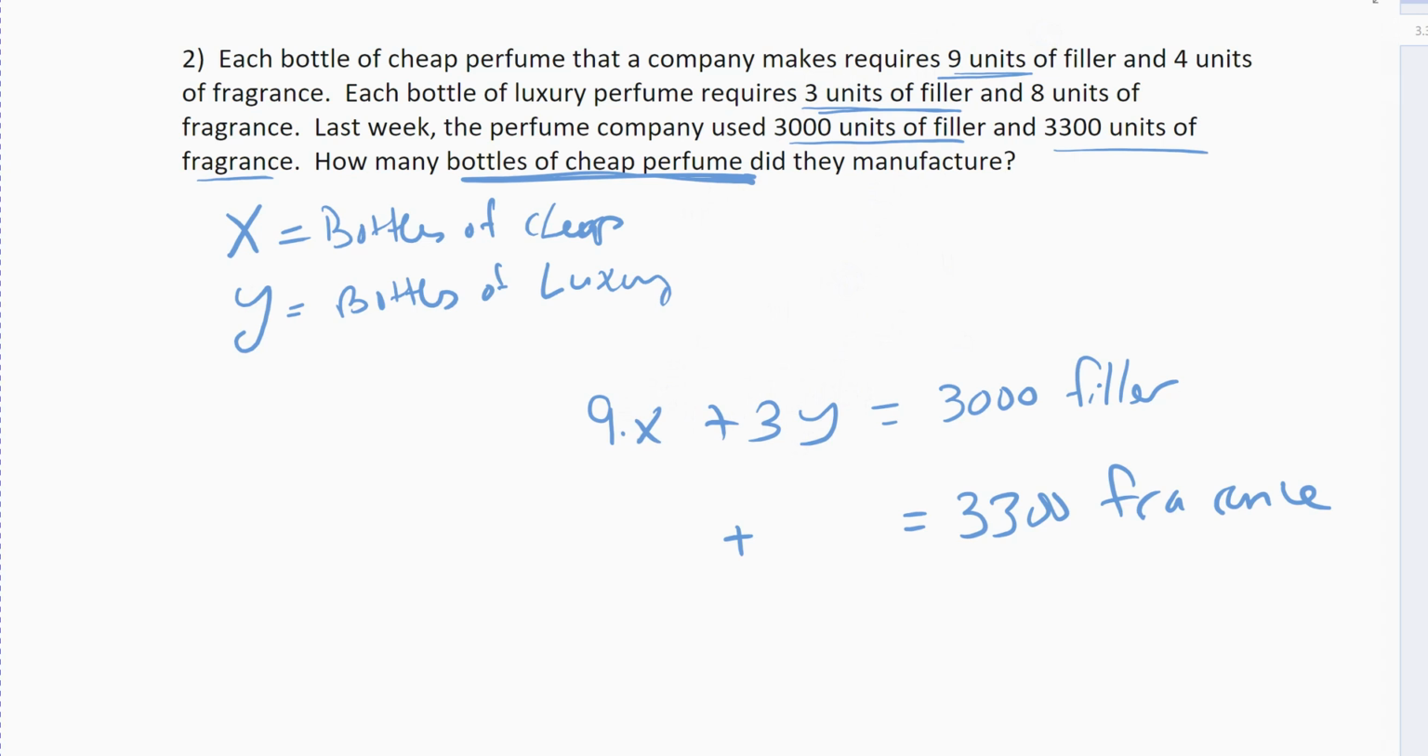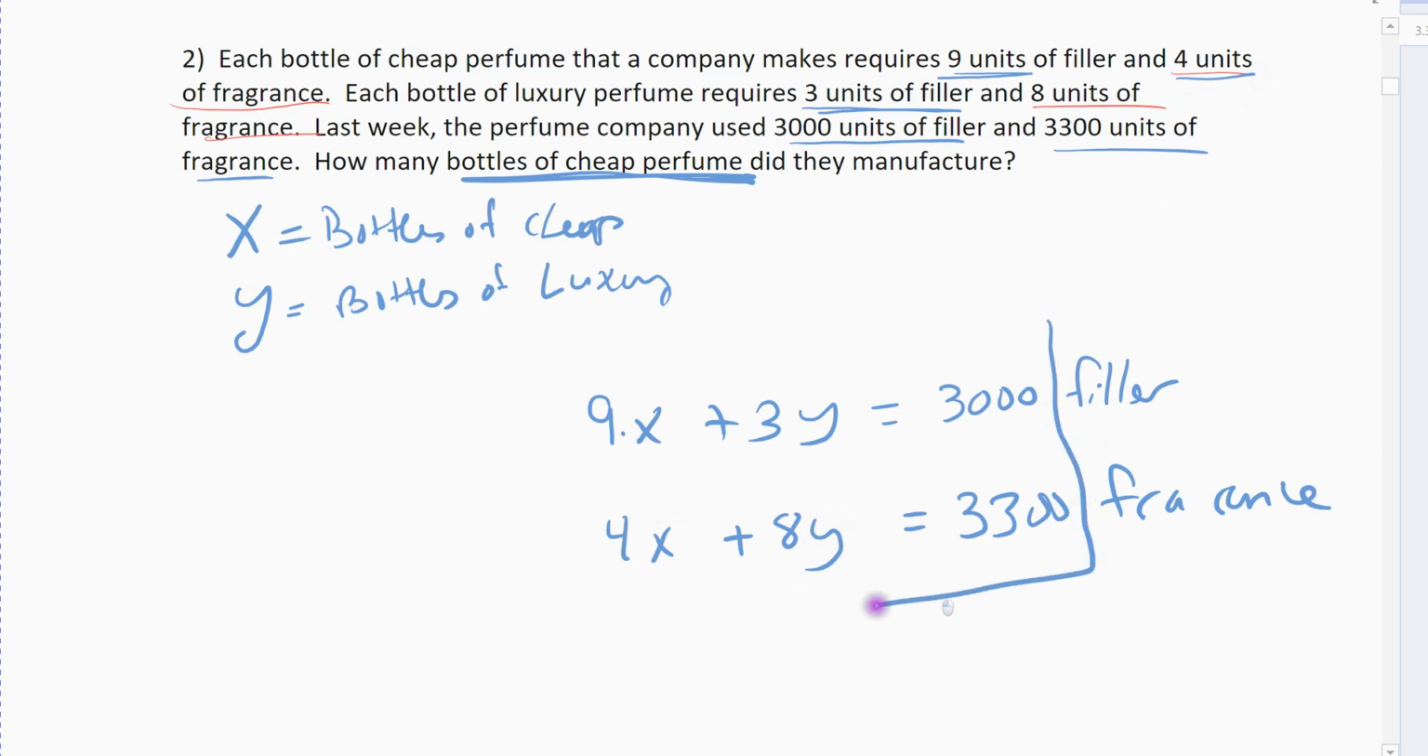And now I do the fragrance. So again, I'm going to do X and Y, but use the fragrance. So 4 units for X, 8 units for Y. And so again, double check. Fragrance, the cheap stuff, which is the X, uses 4 units. The expensive stuff, which is the Y, uses 8 units. And then that's how much fragrance.